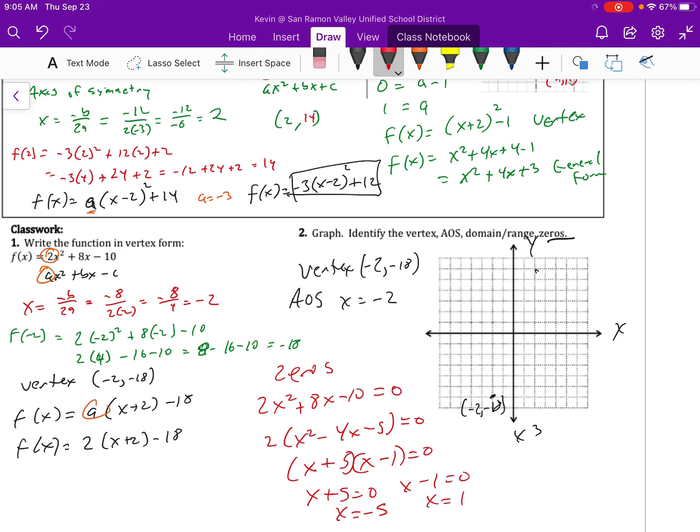We're going to plot those. We can now use that to draw a parabola. Not the best looking parabola, but much easier to find our domain and range now. Our domain, all the x values, right? So negative infinity to infinity is our domain. And our range is going to be our y values, from negative 18 up. So this would be negative 18 to infinity.